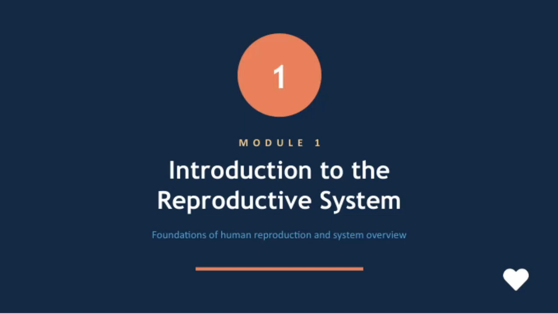Let's take a closer look at the foundations of human reproduction and get an overall system overview. In this section, we'll explore the basic principles that underpin how humans reproduce and understand the key components of the reproductive system. This is the starting point for appreciating how complex and well-coordinated this process really is. Throughout this module, we'll see how each part plays a crucial role in ensuring reproduction is successful. By understanding these fundamentals, we'll be better equipped to grasp the more detailed mechanisms we'll discuss later. So, think of this as building a solid foundation for everything else in our study of human reproduction.